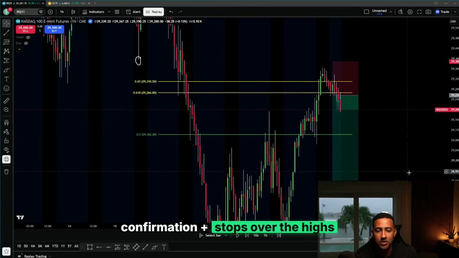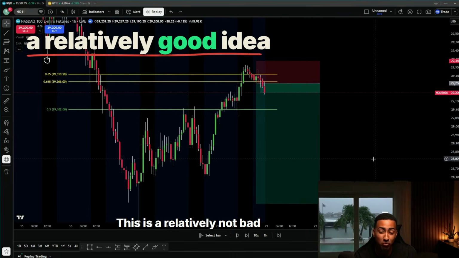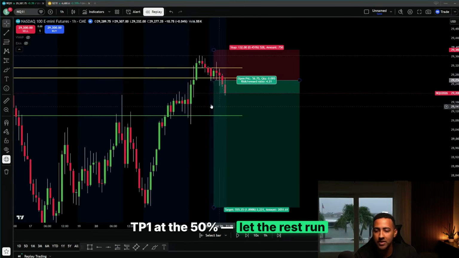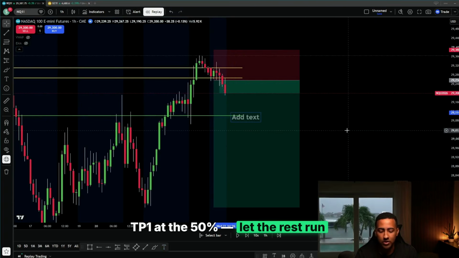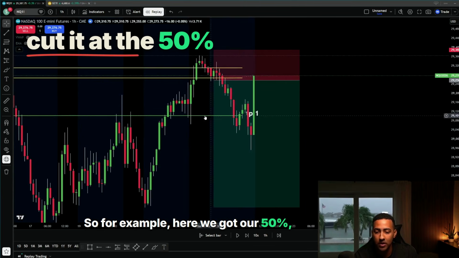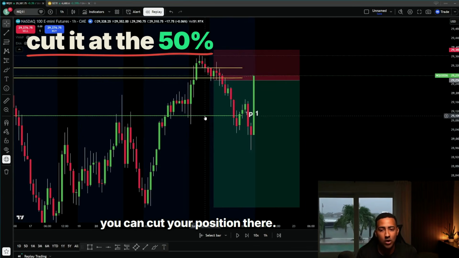downside, and stop losses over your highs. This is a relatively not bad idea. And so one thing that you can do from this scenario is you can actually set your TP1 at your 50% and let the rest run after that 50% is touched. So for example, here we got our 50%. You can cut your position there.